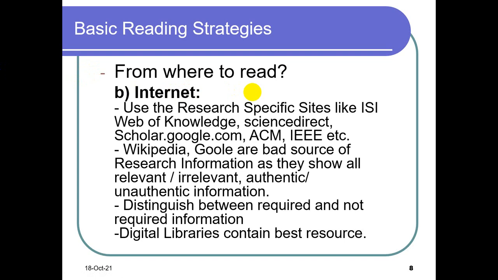Do not use Google to search the research papers, because Google gives you everything that has been put by anybody. So you need some search engine, some website, some portal that provides you typical scientific research work that has been peer reviewed, that has been tested, that has been accepted by the community. So we use the internet and we use the research specific sites. We have the sites like ISI Web of Knowledge, Science Direct, scholar.google.com, ACM, IEEE, and so many digital libraries.